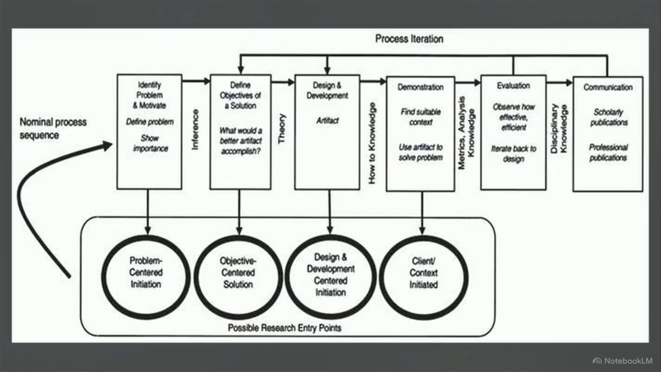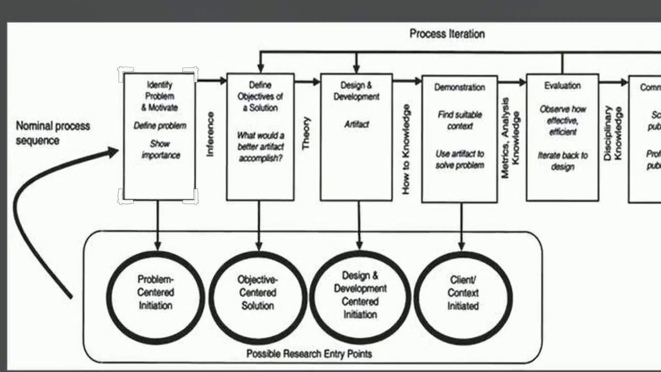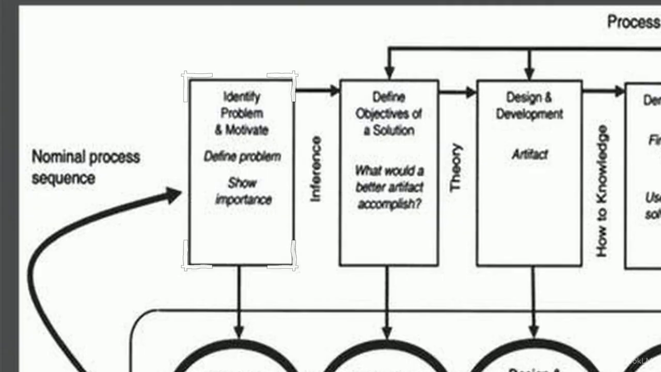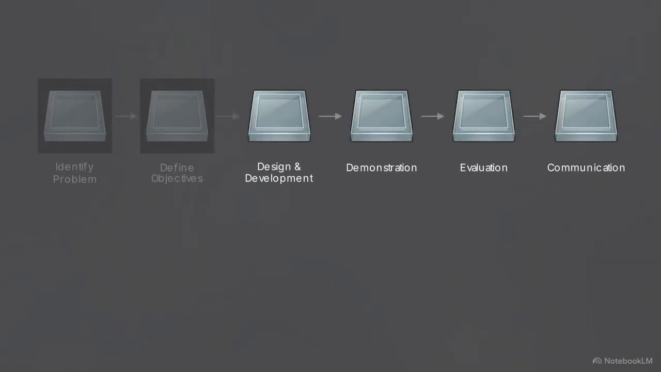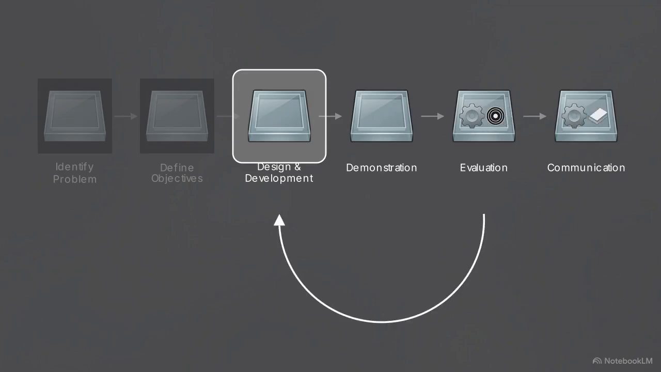This diagram outlines the blueprint's standard sequence. It breaks the research process down into 6 distinct phases, starting on the far left with identifying a real-world problem and ending on the right with communicating the final results. Once objectives are defined, the workflow moves into the design and development phase. Here, the physical creation, the artifact, is built. The framework then pushes that artifact out of the lab to demonstrate utility, rigorously evaluate performance, and publish findings.